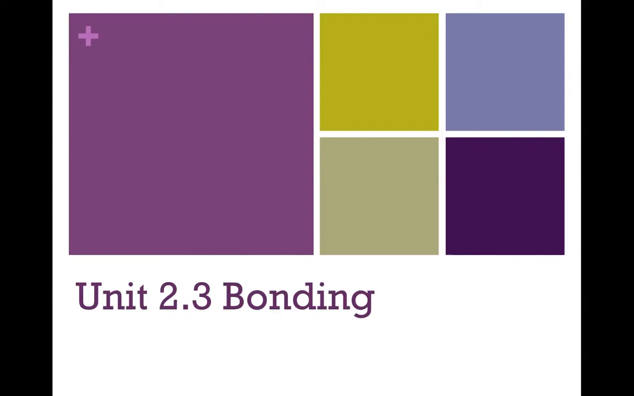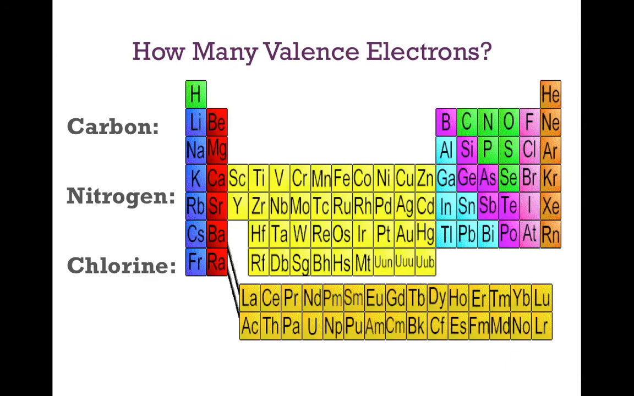Okay, in honor of the new James Bond movie, we are starting Unit 2.3, which is bonding, so you too can know how to be a bond. Okay, the first step in bonding is determining valence electrons. This is from the last unit, that's why this comes after it. So use this to quiz yourself and see if you can do this.